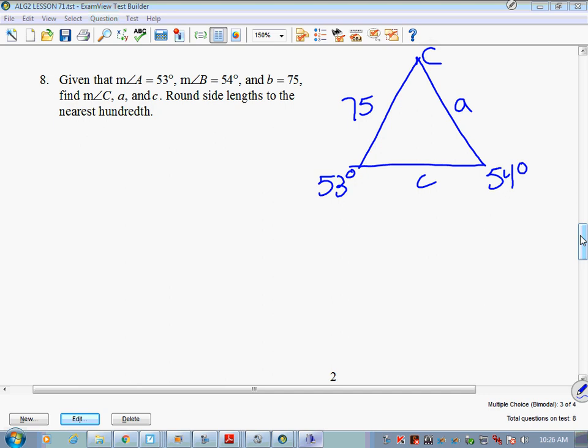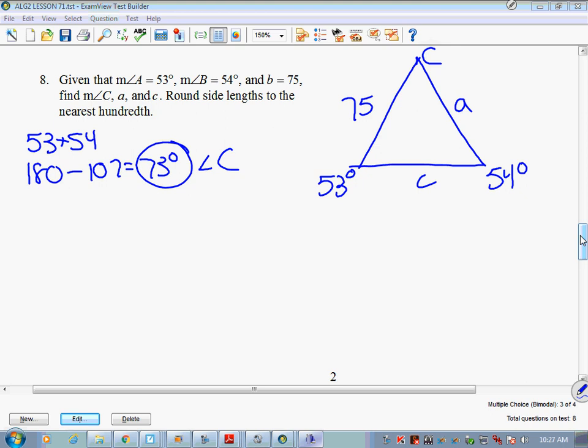Angle C. All right. Lexi, how are you solving for angle C? Okay, 180, right? Not 108, but 180 minus 107. So what does that come out to? 73 degrees. All right, so C is 73 degrees. We're going to hold on to that. Christian, what do you want to solve for now? Do you want to solve for side A or side C?